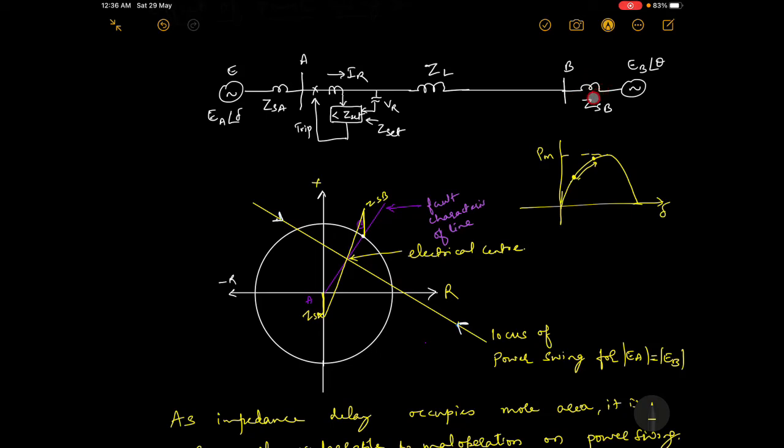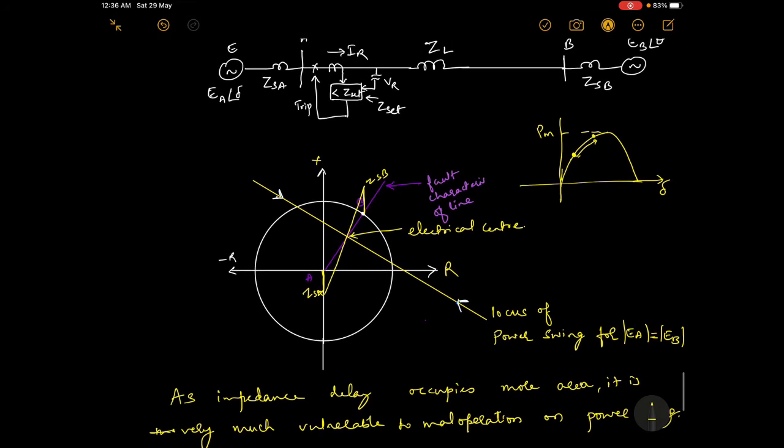Thus at some point during the power swing, the apparent impedance enters the trip region. So the apparent impedance has become what now? Instead of the impedance AB, it has been added with ZSA, ZSB and ZL, which is this point. It enters the trip region, inside it is the trip region, of the relay operating characteristics and maloperates the relay. So this is the problem due to power swing.